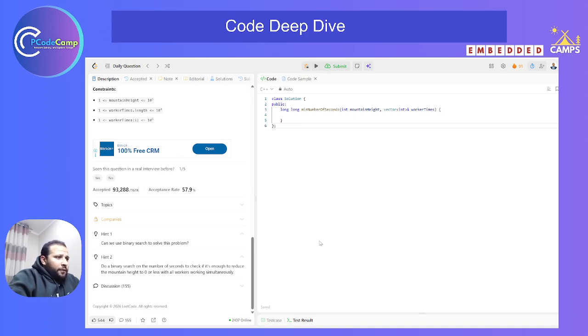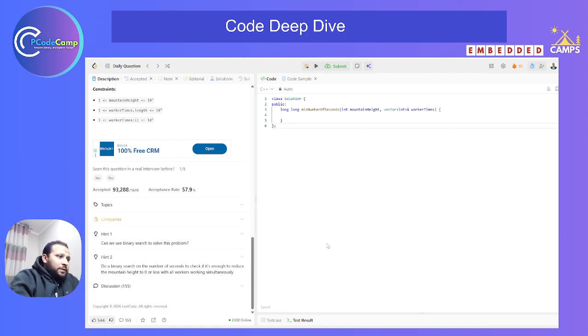For each worker you can calculate the maximum units k they can reduce within time t, and we can use the quadratic formula to find the k. And we can sum all k values. If the sum is greater than or equal to h, then this guess t is feasible, and so on. With binary search, you can narrow down the search range until the minimum feasible time is found.